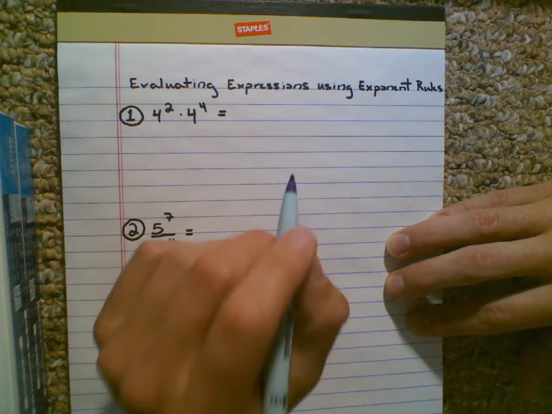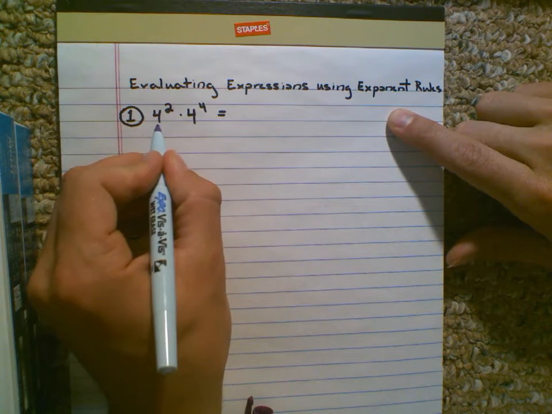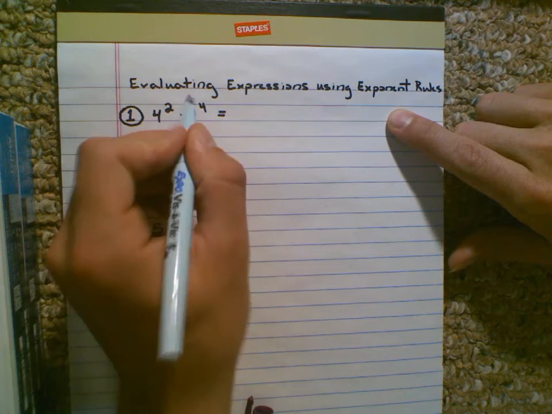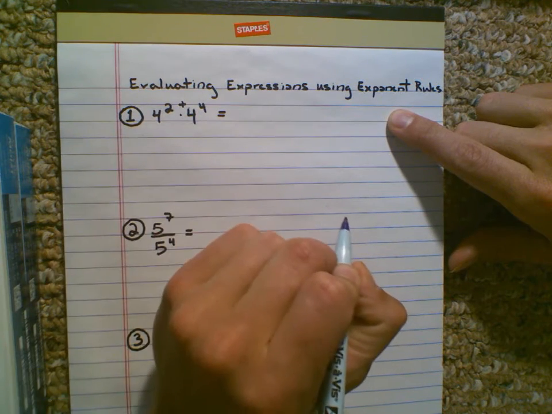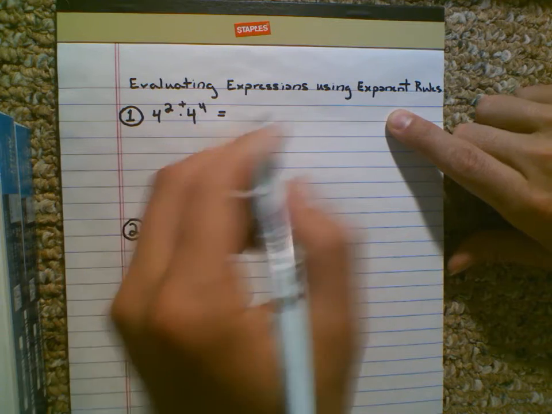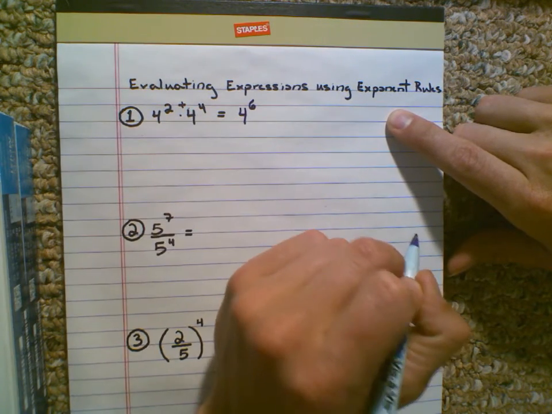Now, you will recall from our exponent rules that when we multiply like bases, meaning these big numbers are the same, we simply just add the exponents together. So we take 2 plus 4, which is 6. So we get 4 to the 6th power.